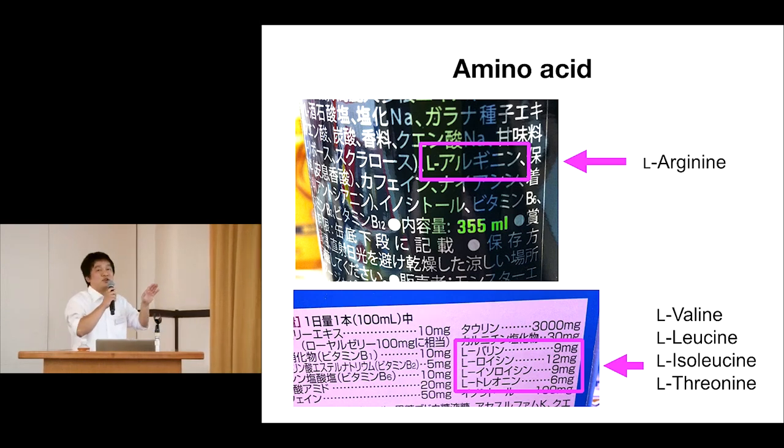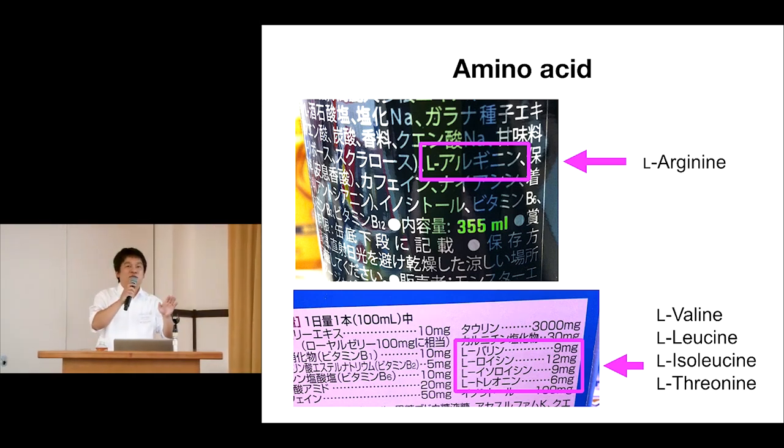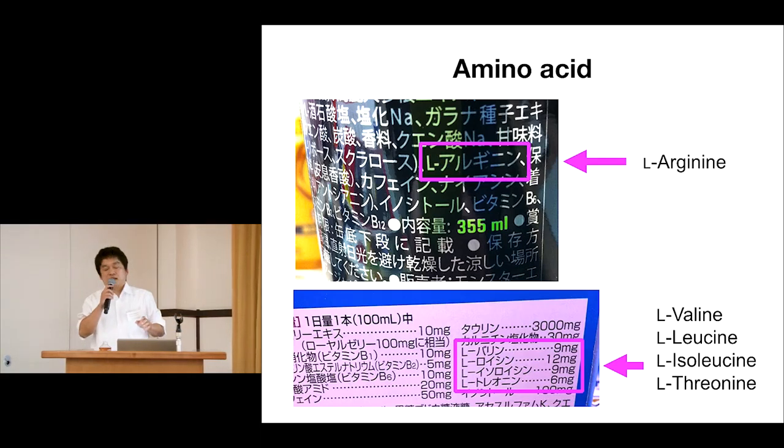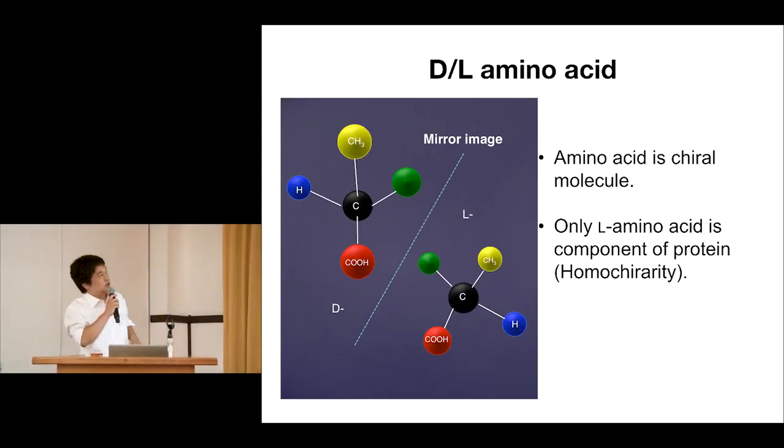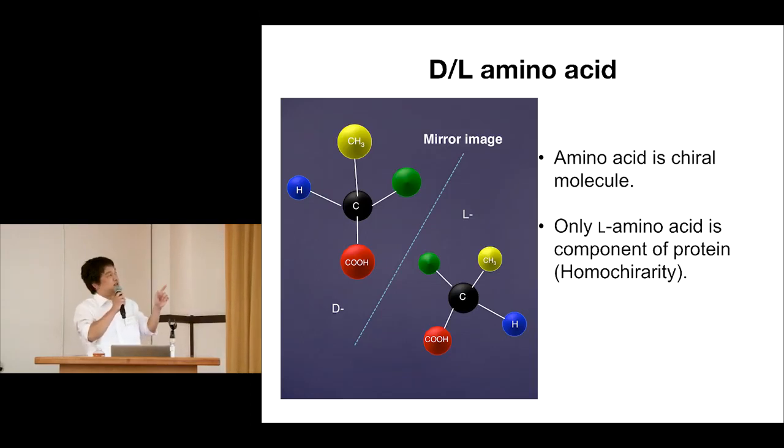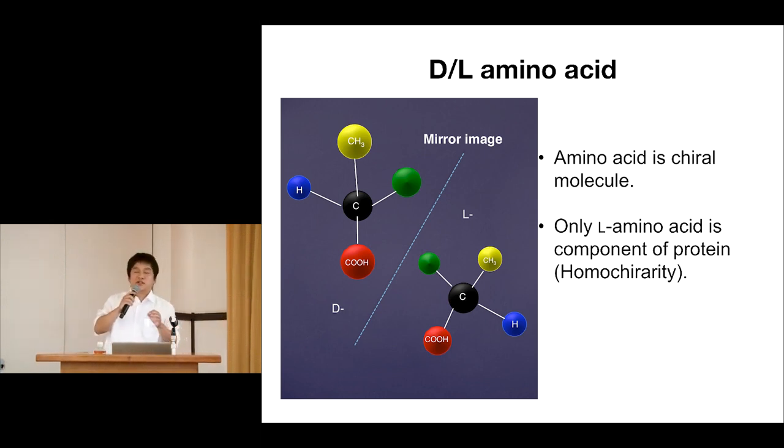But for all of the amino acids, you can see the small capital L. This indicates all of the amino acids are L amino acids. Amino acid is a chiral molecule, so actually they have two forms. One is L amino acid, which you could see in the previous picture, and the other one is D amino acid. It's not normal in our life, but when you synthesize the amino acid in the laboratory, you can get both, 50 and 50, L and D amino acid.